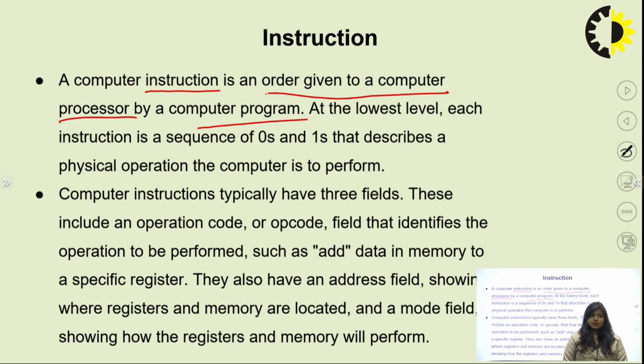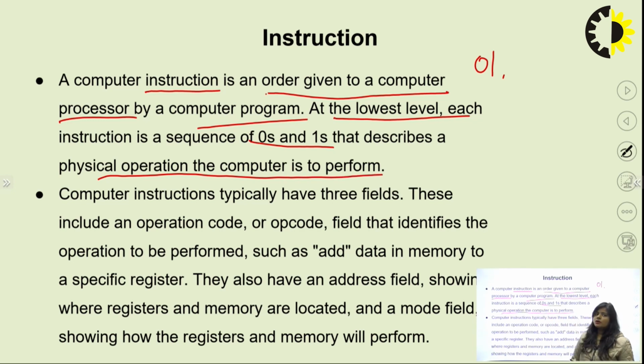Basically, we are going to learn about the instruction and its format, so here we have to understand instruction at a deeper level. At the lowest level, each instruction is a sequence of 0s and 1s, a combination of 0 and 1 that describes the physical operation the computer is to perform. Whatever operation the computer wants to perform, it is always in an instruction format like 0 1 0 1 1 and so on. So this is the basic introduction of instruction.